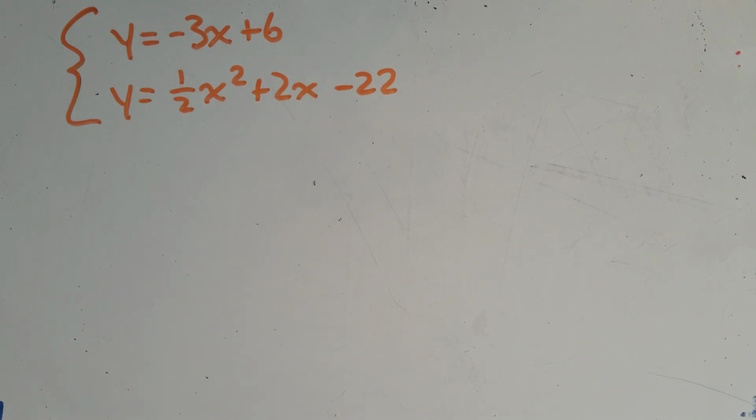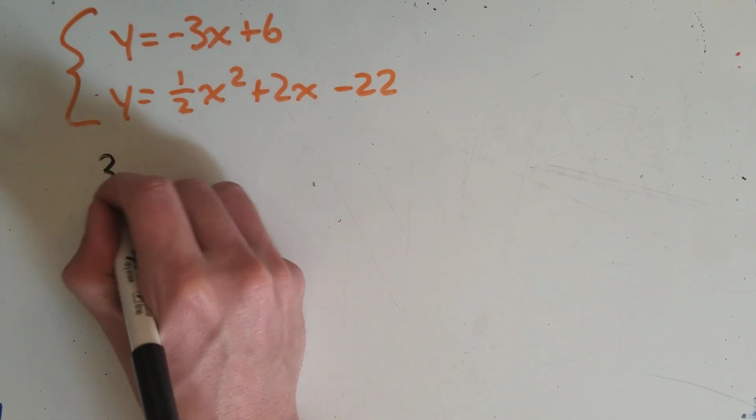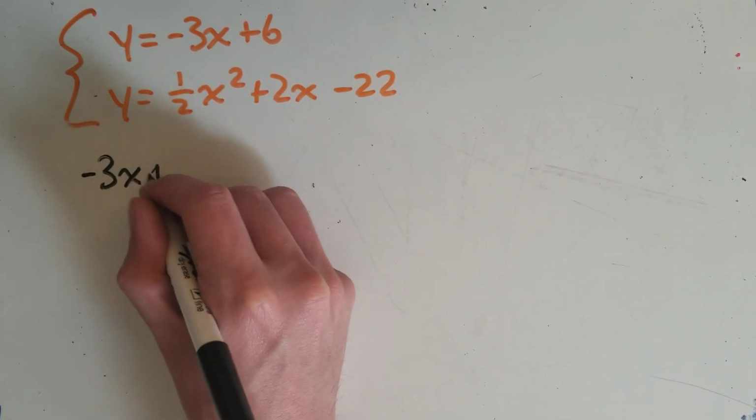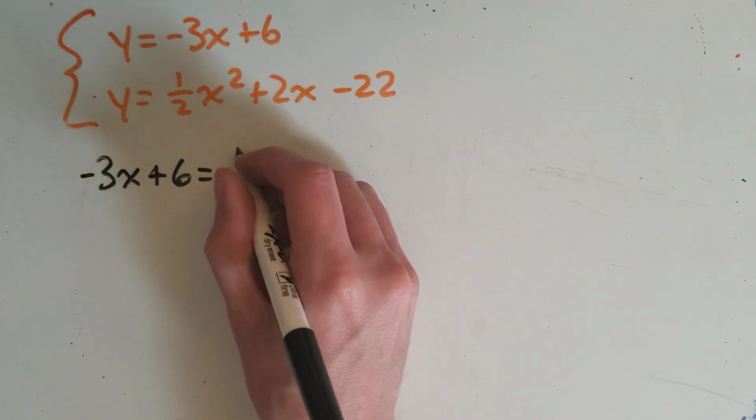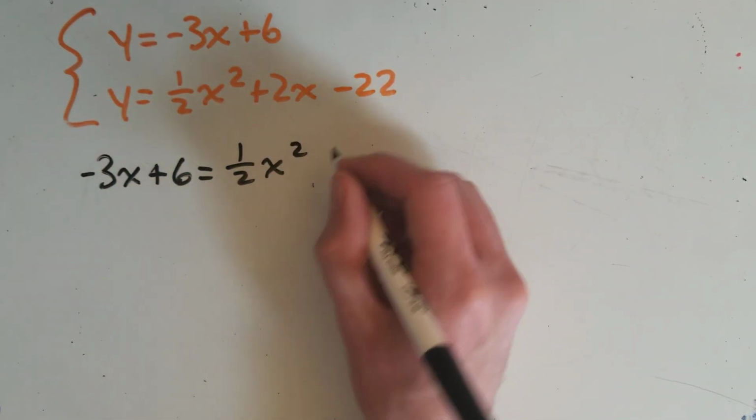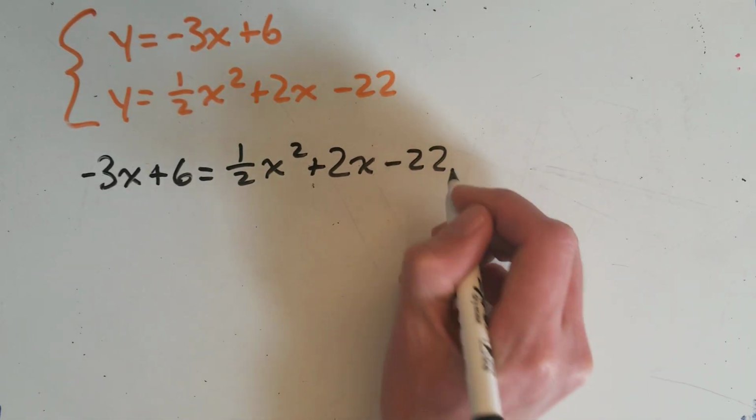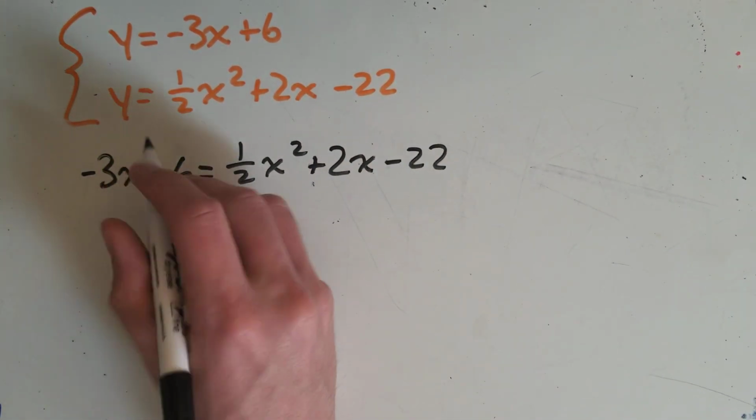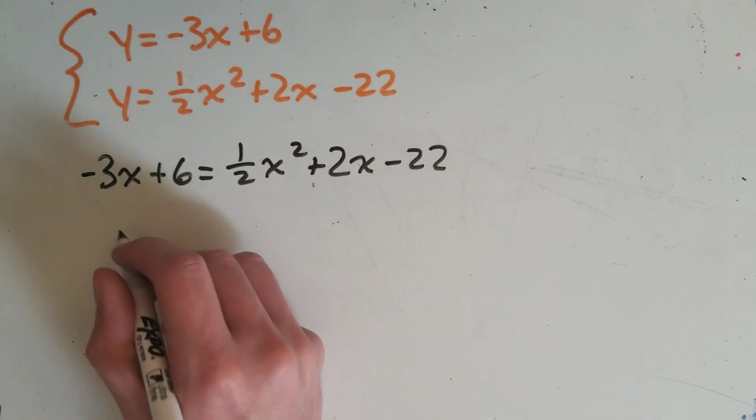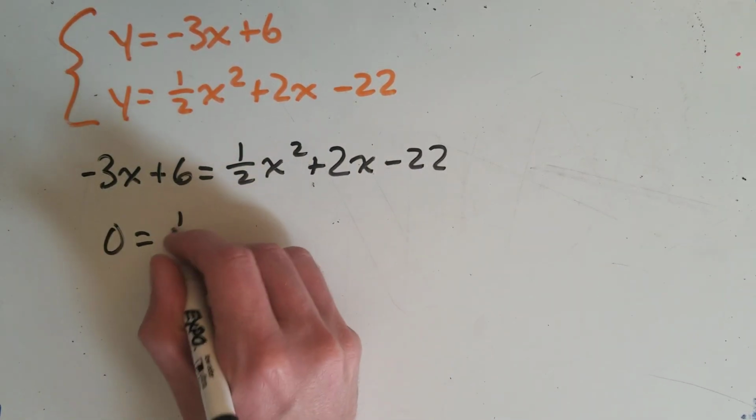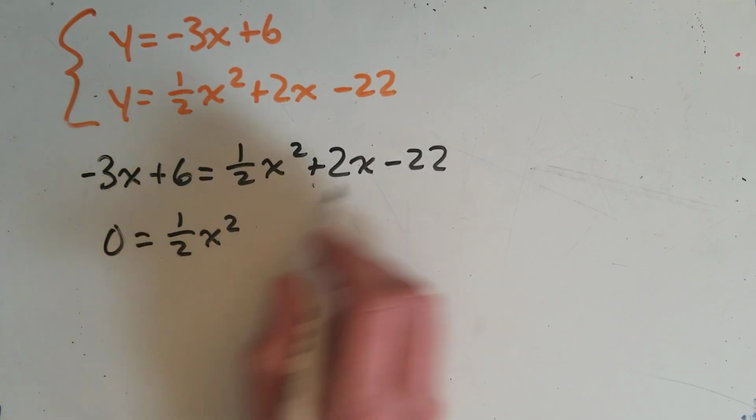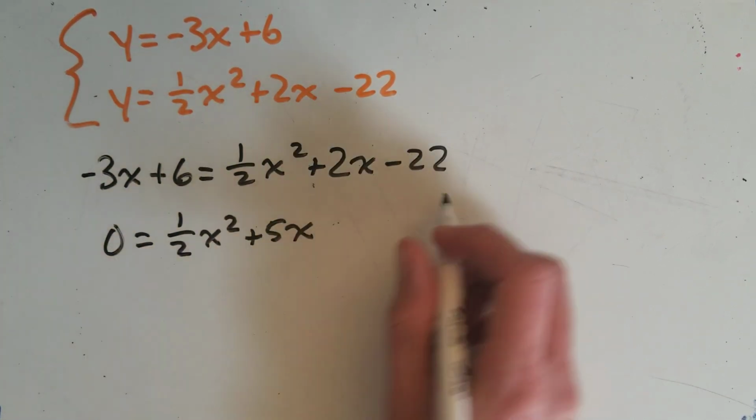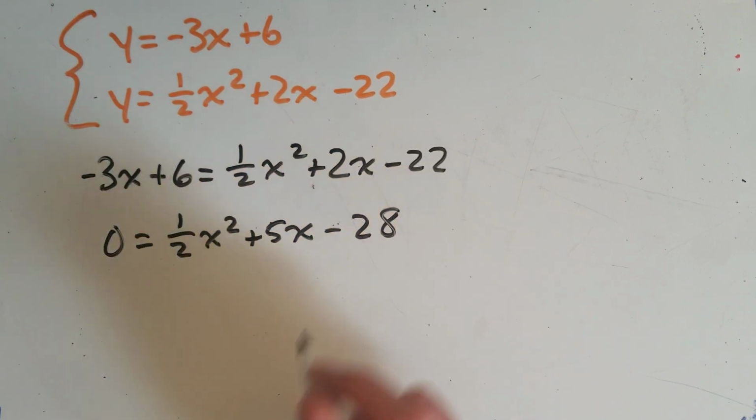So again, we're trying to figure out the 2 points of intersection, or maybe one, or maybe no points of intersection between these two graphs. So if we go ahead and use substitution again, we're going to have negative 3x plus 6 equals this whole right side, 1/2 x squared plus 2x minus 22. I'm going to get everything over to this side first, so we'll get a 0 on the left. We'll still have that 1/2 x squared. We're going to end up with plus 5x and then minus 28.